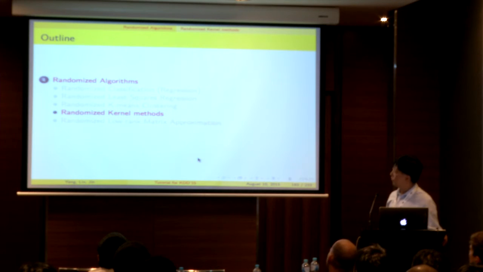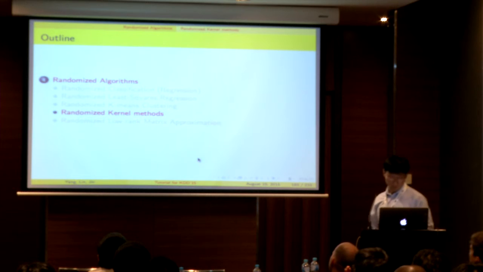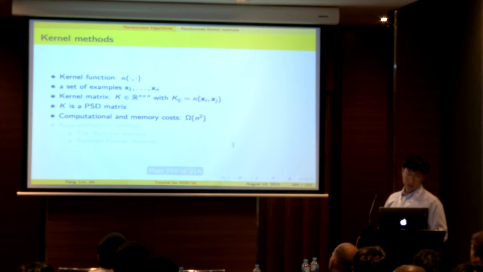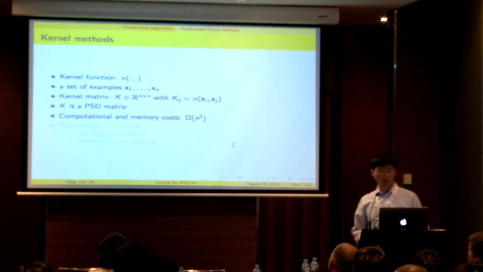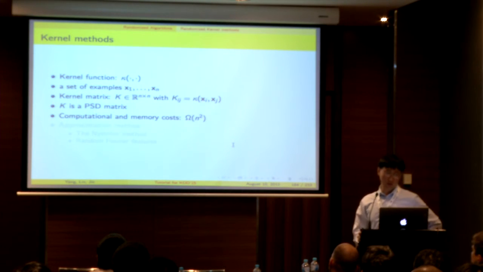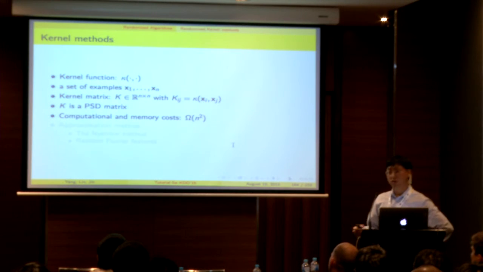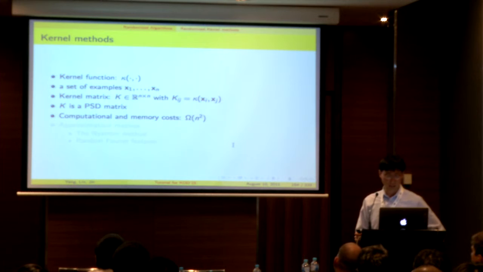Okay, so next I will talk about randomized kernel methods. Many of you probably know that for many machine learning and data mining algorithms, we can use the kernel trick to make a linear model a nonlinear model. Using the kernel trick, we use a kernel function kappa that measures some kind of similarity between two examples.